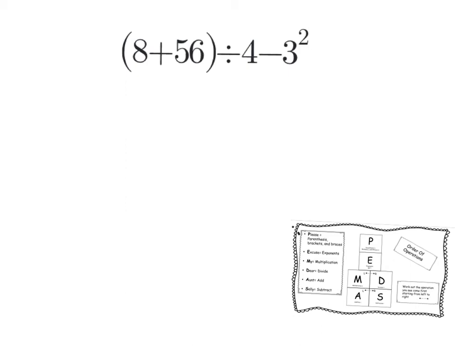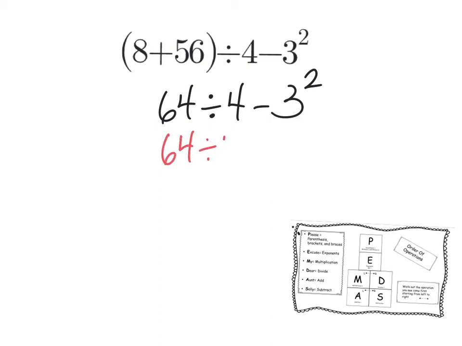All right, 8 plus 56 divided by 4 minus 3 to the second power. So I'm going to start with my parentheses. 8 plus 56 is 64. Leaving the rest alone. Now I'm on to my exponents. So I'm going to leave 64 divided by 4 and evaluate this exponent. 3 to the second power is 9.